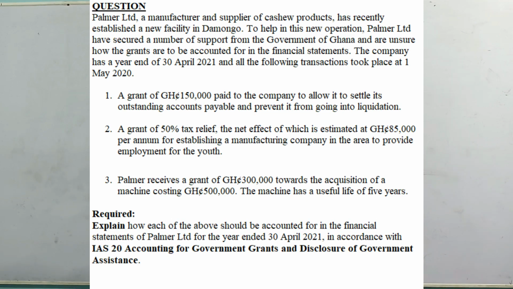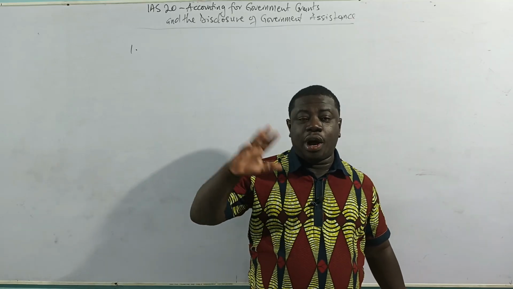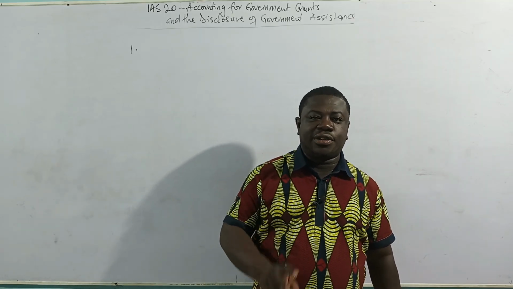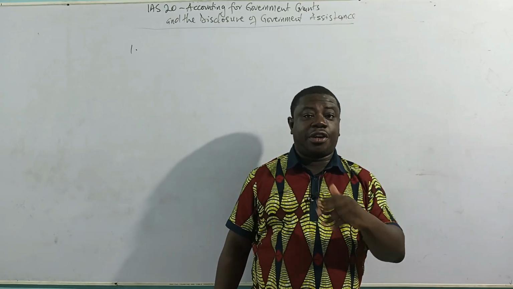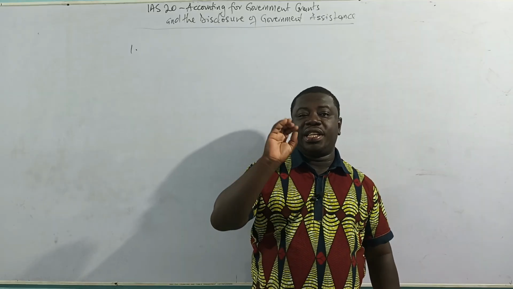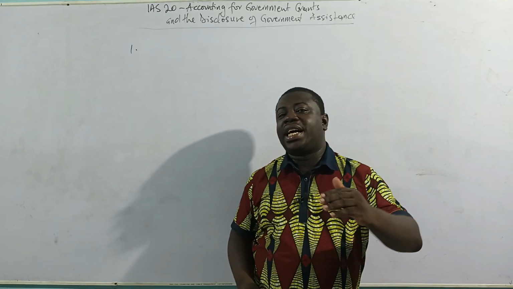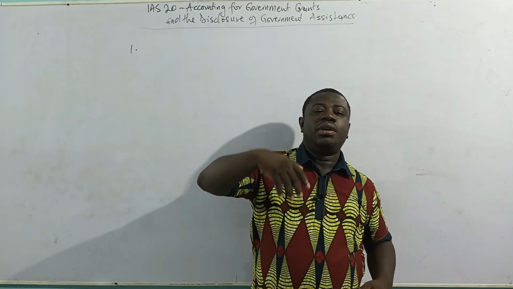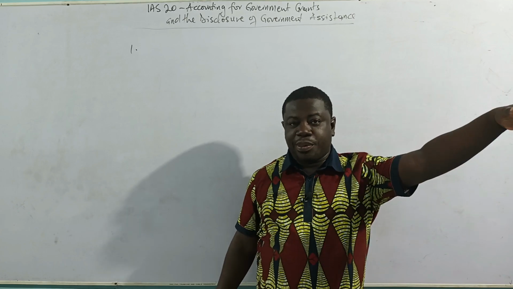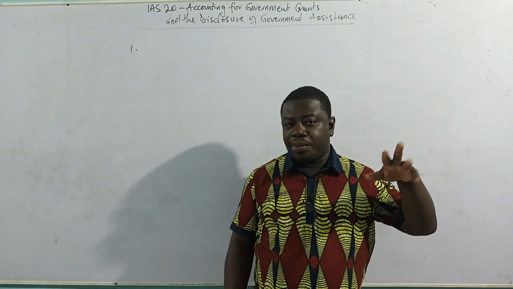A grant of 50% tax relief, the net effect of which is estimated at 85,000 Ghana cedis per annum for establishing a manufacturing company in the area to provide employment for the youth. Now, in Ghana, I don't know about other countries, but in Ghana, in our tax laws, there are some areas that are seen as deprived as far as the manufacturing sector is concerned, and the government provide tax reliefs for manufacturing companies that establish themselves in those zones that are neglected, and those tax reliefs are supposed to cushion the companies because they are creating employment in those places where the unemployment rate is high.